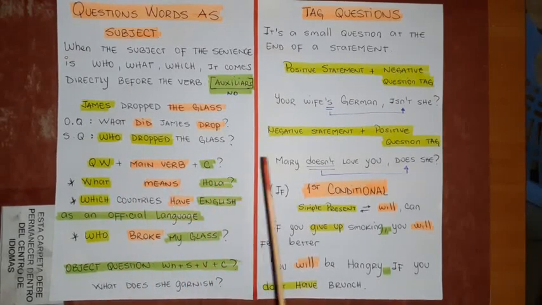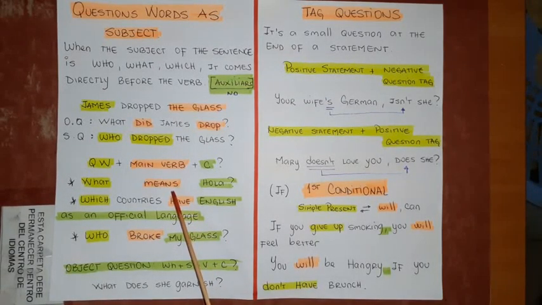For example, what means hola? As you can see, this is a simple present sentence. And as I don't have do or does, I have to use the S at the end of the main verb. Okay, tengo que conjugar el verbo con la S, ya que no tengo ni el does ni el do.